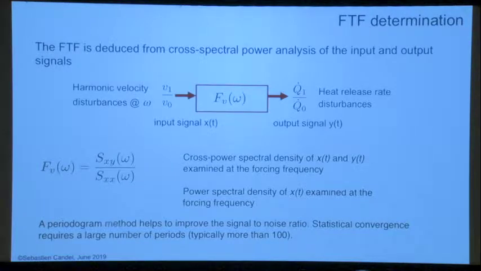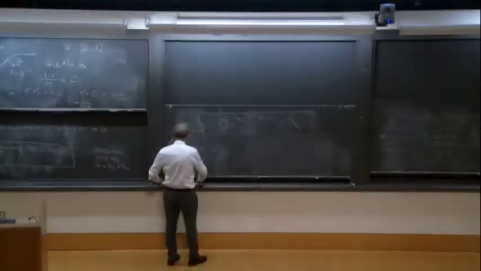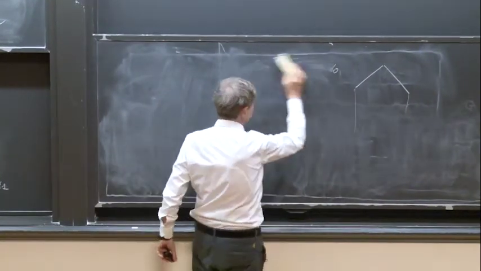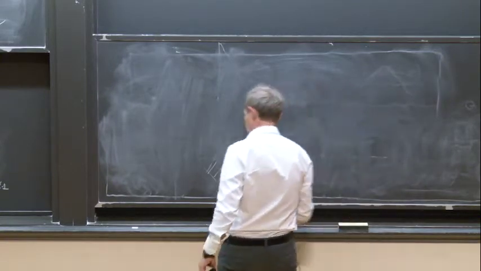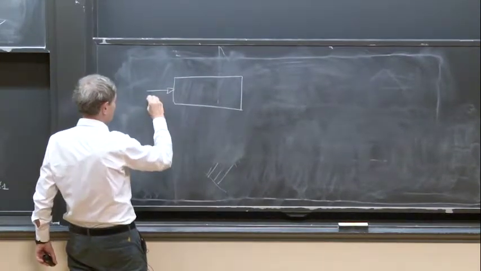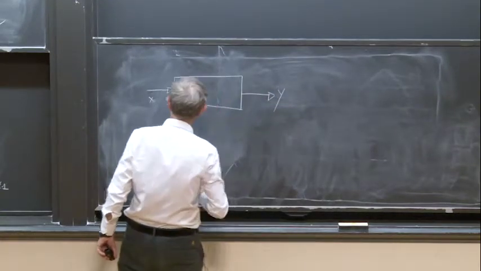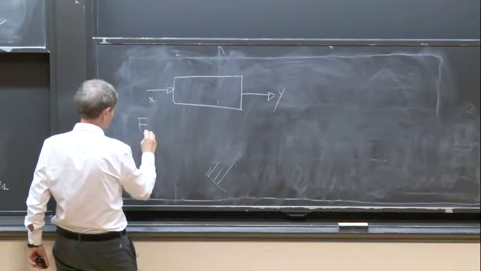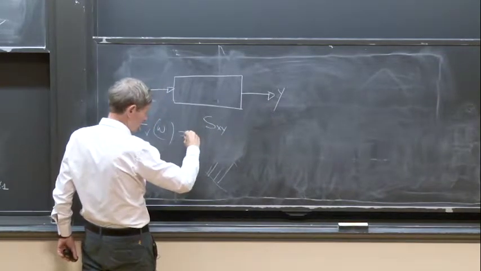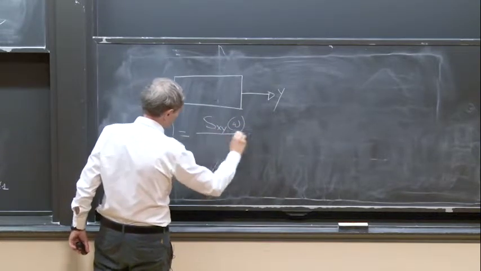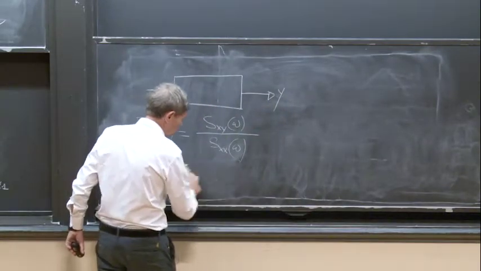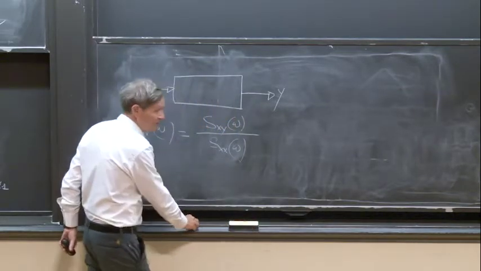So as soon as you have a signal which is noisy, this is a very good way. You calculate the spectral densities. You use the standard methods to get the spectral densities. The input is X, the output is Y. And what you do is, the transfer function F_V of omega is equal to S_XY, the cross-spectral density as a function of omega, divided by S_XX of omega. So that's the method that we use as soon as you have, for example, turbulent flames.